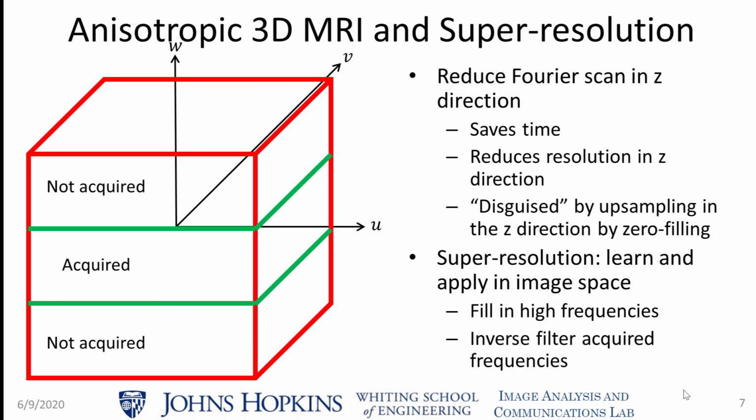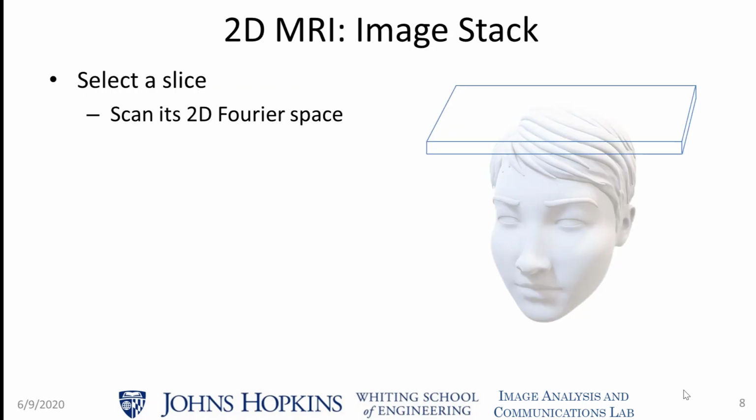So what is super resolution? Well, we're going to learn a regression, a super resolution algorithm, in image space. We're not going to be learning it in Fourier space. I'm just illustrating things in Fourier space. But in image space, what we want to do is learn the regression that will have the effect of filling in the high frequencies in Fourier space. Also, when there's frequencies that have been attenuated in the acquired data, we also want to apply an inverse filter to that.